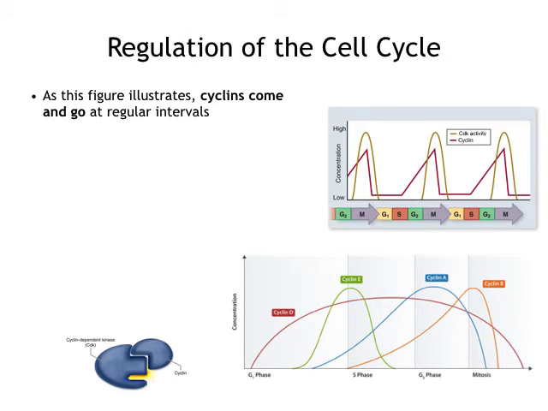So as the figures show, cyclins come and go at regular intervals. In the top figure, we're looking at just cyclins in general. On the bottom, you can see that there are different cyclins. In the bottom graph, you'll see that there's different color lines for the different cyclins: cyclin D, cyclin E, cyclin A, cyclin B. They control the different steps of the cell cycle.